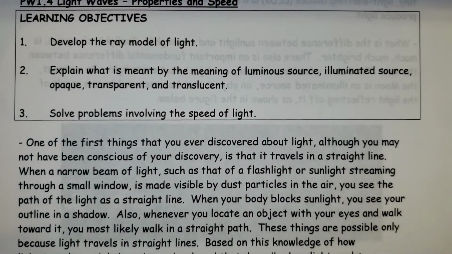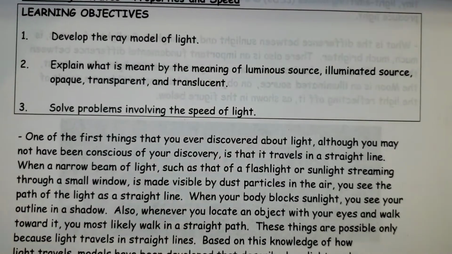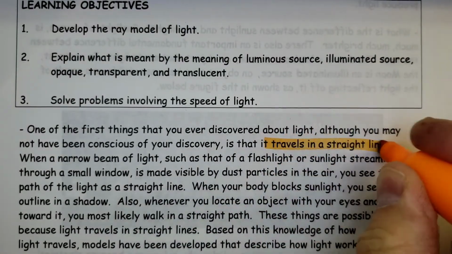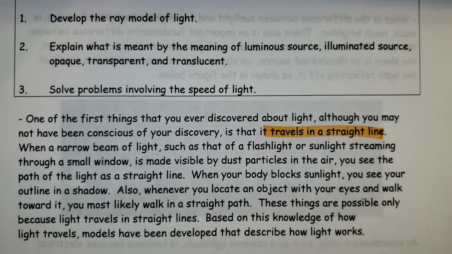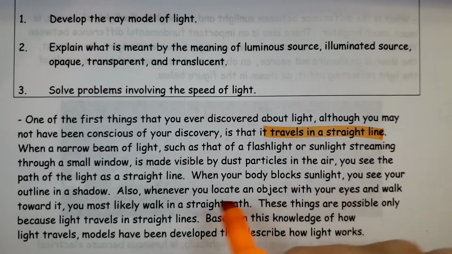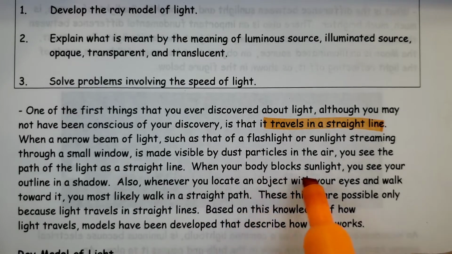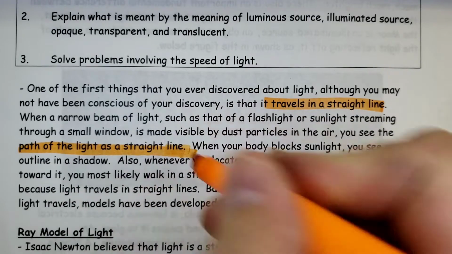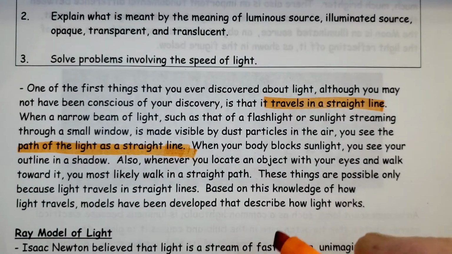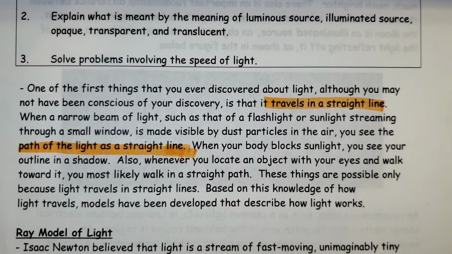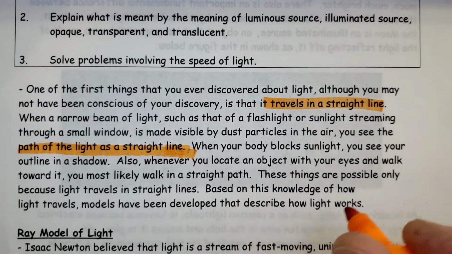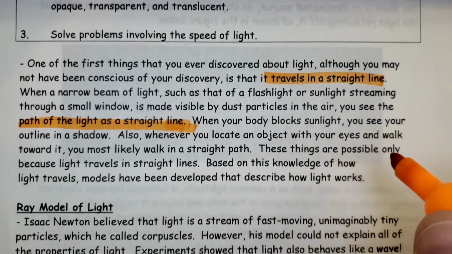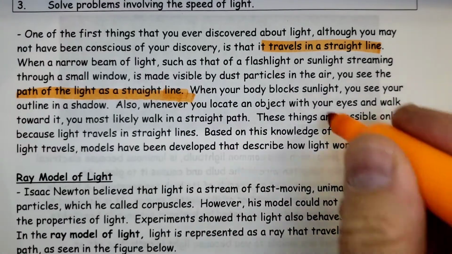One of the things that you ever discovered about light, although you may not have been conscious of your discovery, is that it travels in straight lines. When a narrow beam of light, such as that of a flashlight or sunlight streaming through a small window, is made visible by dust particles in the air, you see the path of light as being a straight line. When your body blocks sunlight, you see your shadow. Also, that indicates that light travels in straight lines. Also, whenever you locate an object with your eyes and walk toward it, you most likely walk a straight path. These things are possible only because light travels in straight lines.